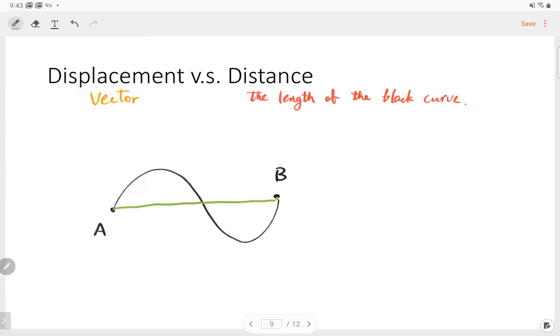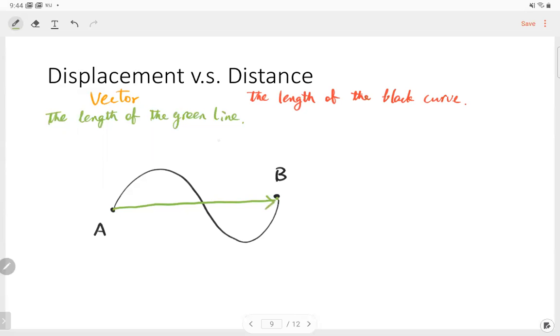So that's a displacement. The displacement is the length of the green line. So that means the green line is always smaller or equivalent to the black line. So if the path is straightforward, then the distance is equivalent to the displacement. But in most cases, the distance is larger than the displacement. And one more thing I want to emphasize is the displacement is a vector. So for the green line, there is a direction. If the point moves from A to B, the displacement is in this direction. So the displacement is the shortest distance from A to B.